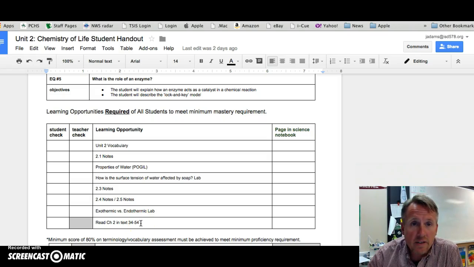So vocab, again, work on that first. That should be done, except for maybe the pictures, by tomorrow.